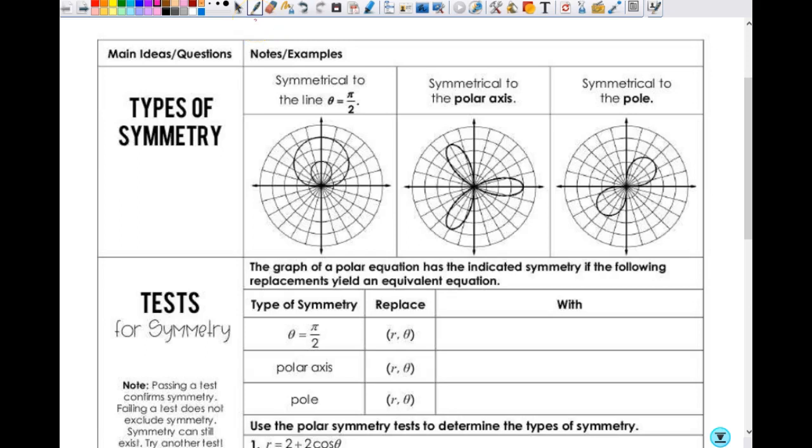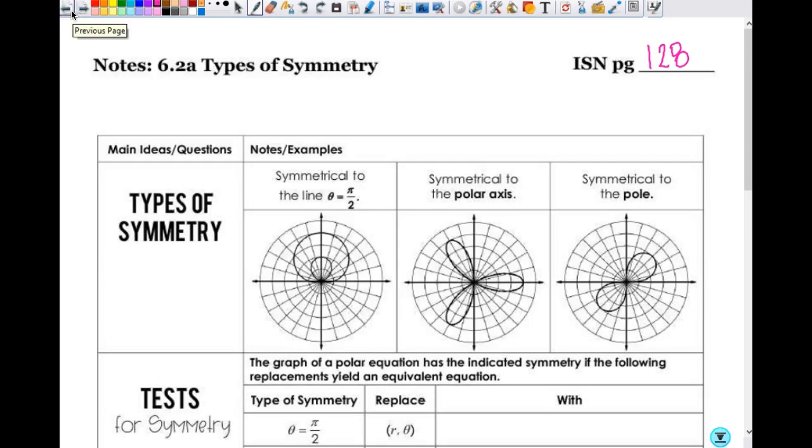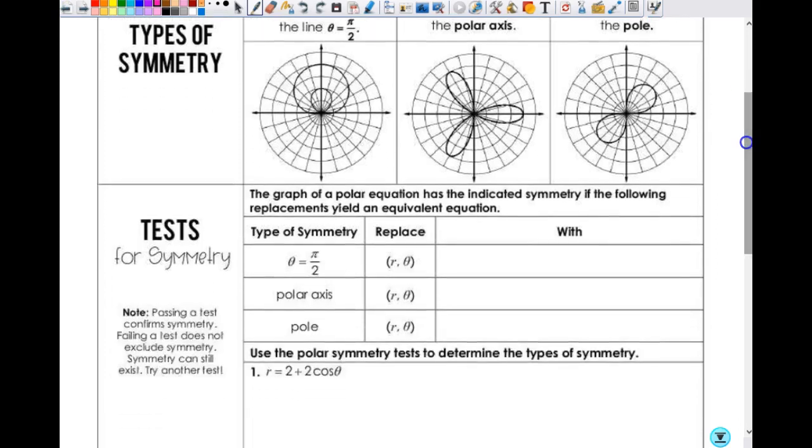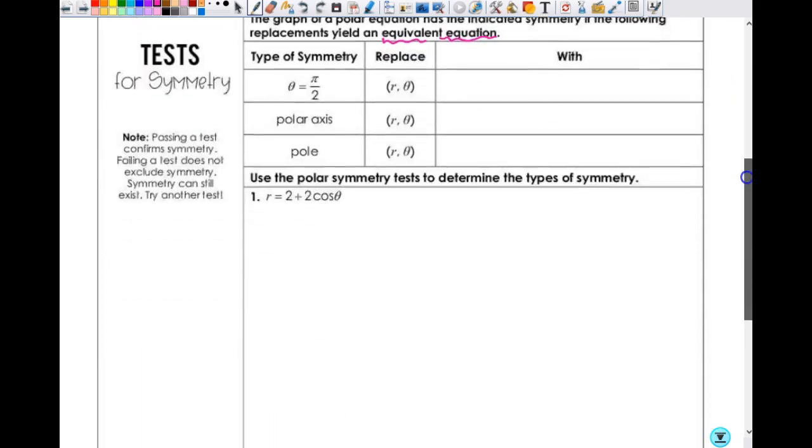So here are the rules that go along with it. It says a graph of a polar equation has the indicated symmetry if the following replacements yield an equivalent equation. Meaning after you substitute it in, then you simplify it out, and see if you have the same thing you started with. So instead of just having a negative x, positive y, we have two options for each because there's more than one way to get to a polar point.